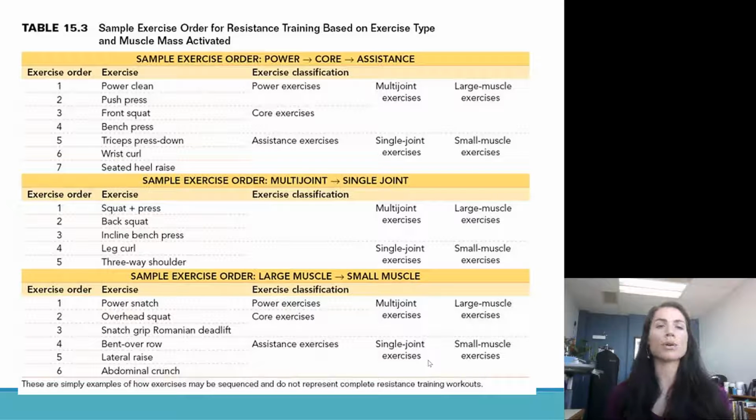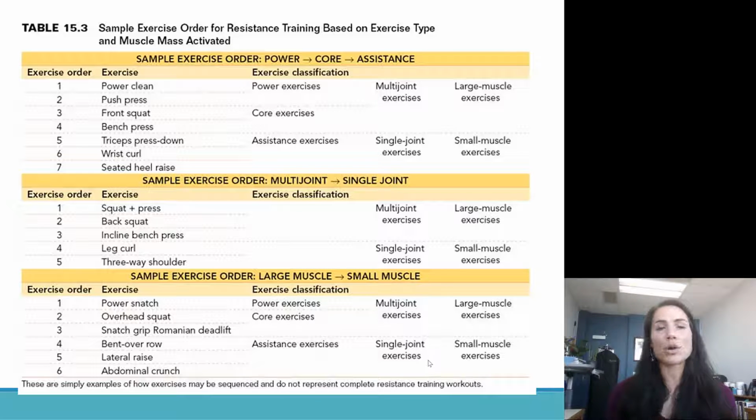The second example is programming starting with multi-joint exercises and then going to single joint exercises. Your multi-joint exercises are typically the ones that use larger muscles. So a squat and a press, a back squat, an incline bench press. Then you're going to go into your single joint exercises like a leg curl or a shoulder abduction, right? Or a 3-way shoulder. Those are going to be your smaller muscles, but again, single joint exercises. So that's that middle programming.